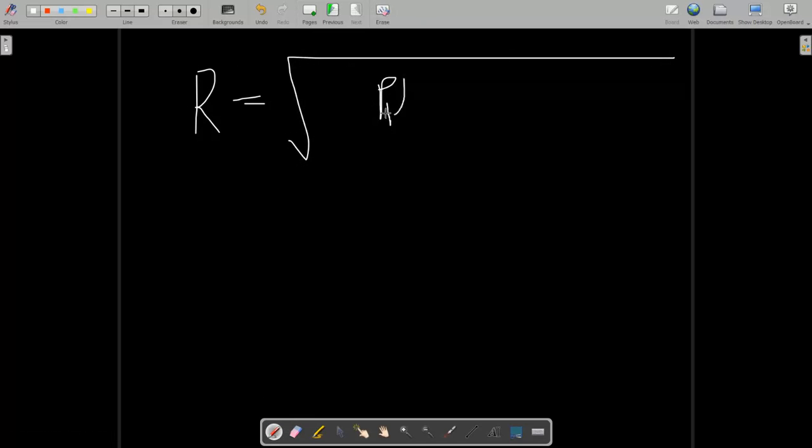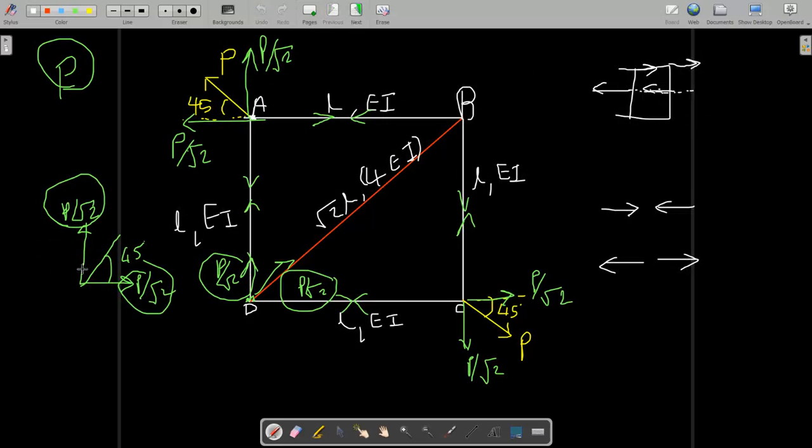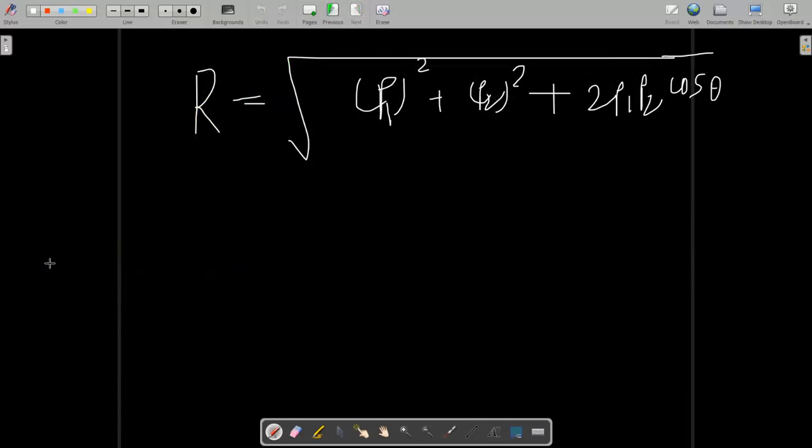I am telling you how: the resultant force R is the square root of P1 square plus P2 square plus 2 P1 P2 cos theta. Here theta is the angle between the two forces, and both forces are acting at a right angle. So cos 90 is 0, and this whole term will cancel out.